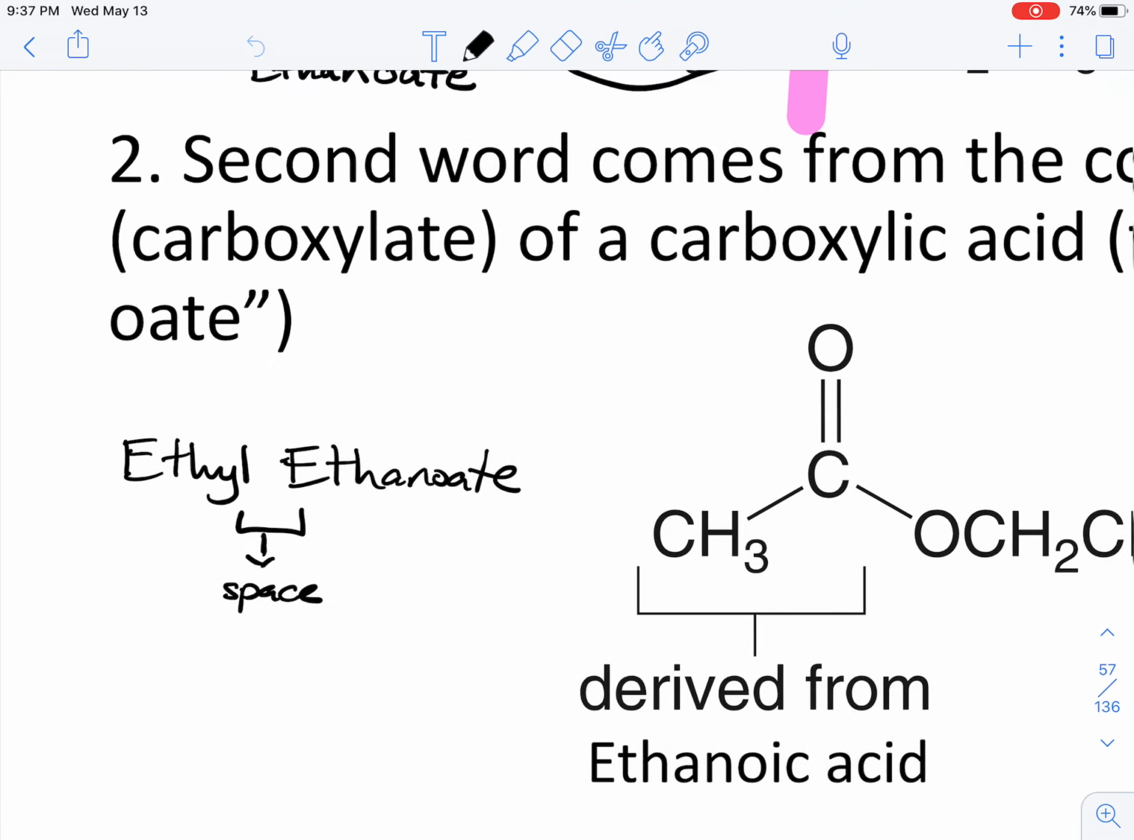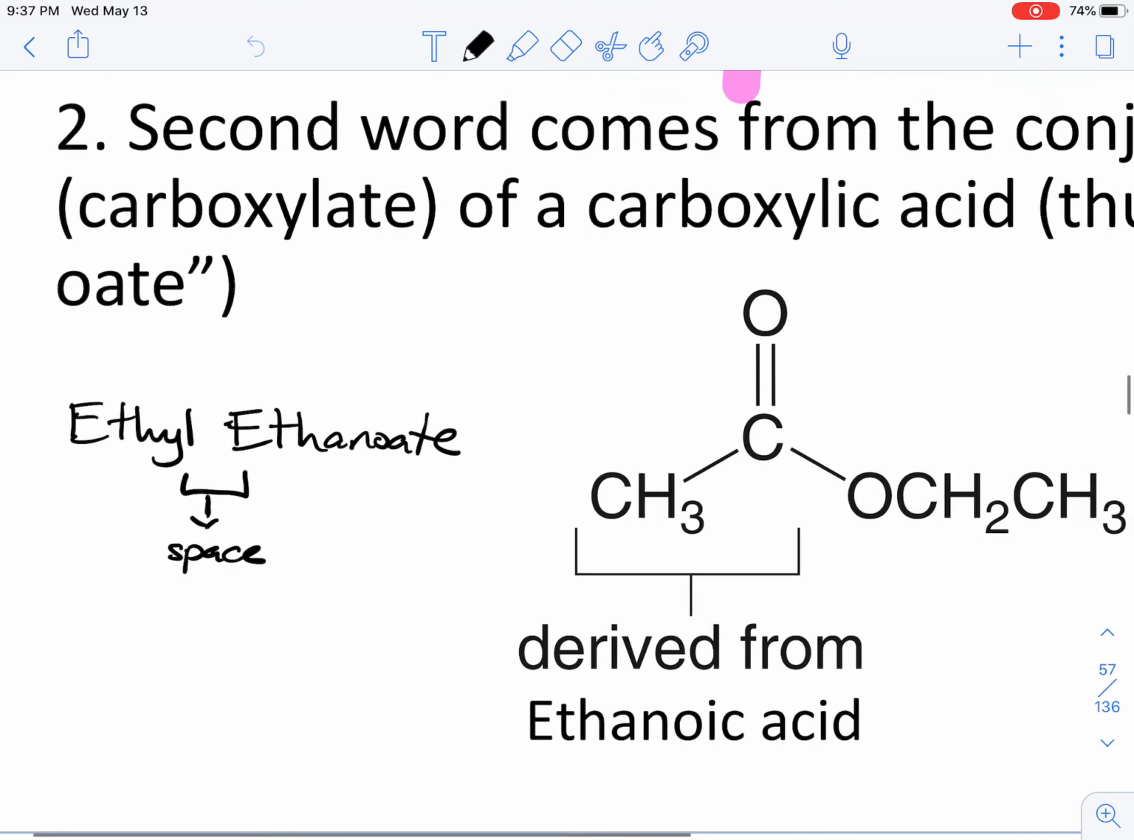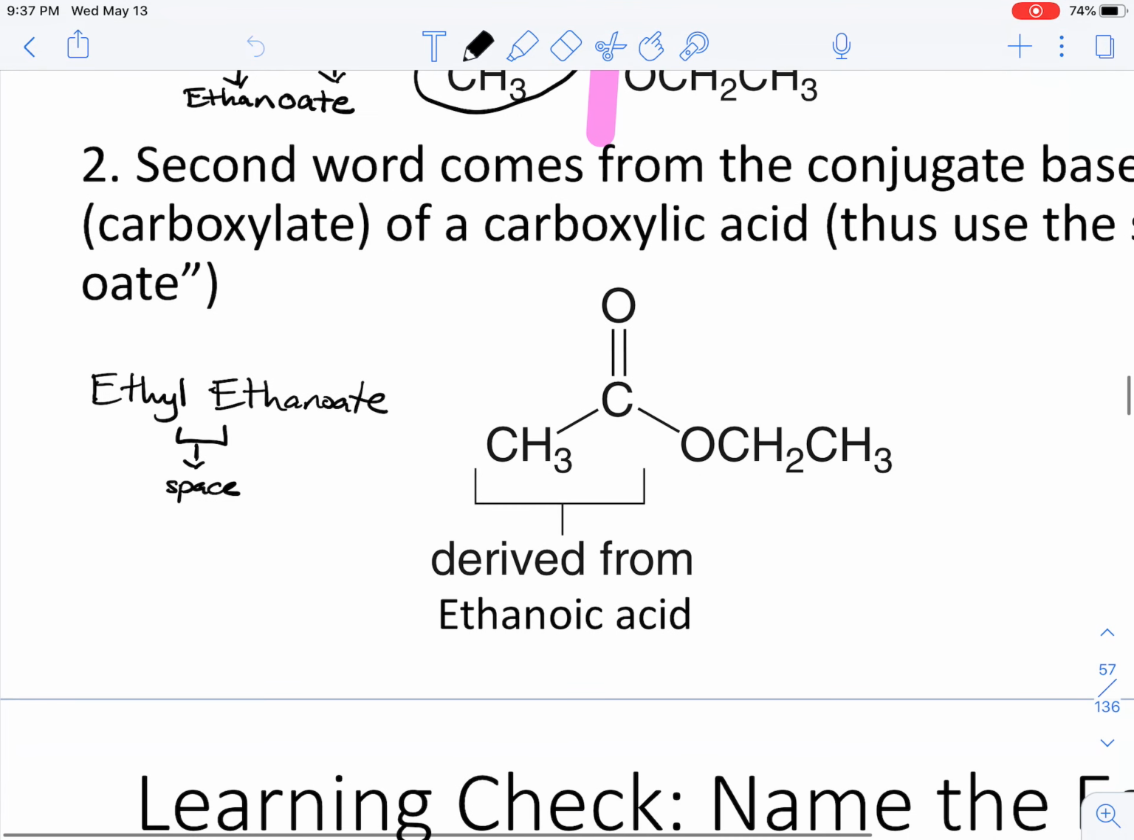Okay. And that's pretty much it. So it's pretty simple. I guess the analogy for naming esters would be ethers. If you recall ethers, you just name one end, then you name the other end, and then put a space between them and say whatever ether, and that would be it.